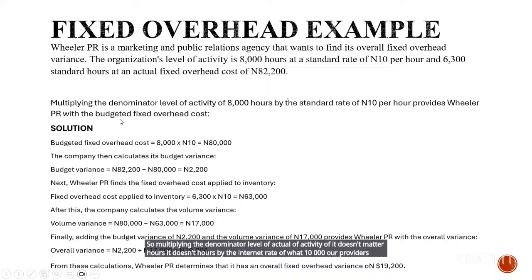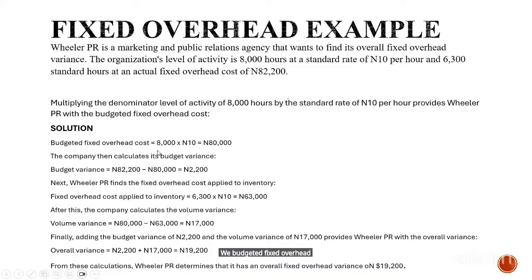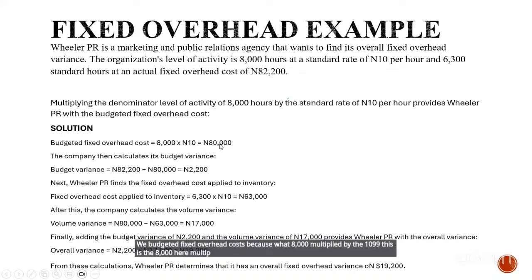provides Wheeler PR with the budgeted fixed overhead cost. So the budgeted fixed overhead cost is 8,000 multiplied by the 10 naira, which gives us 80,000.